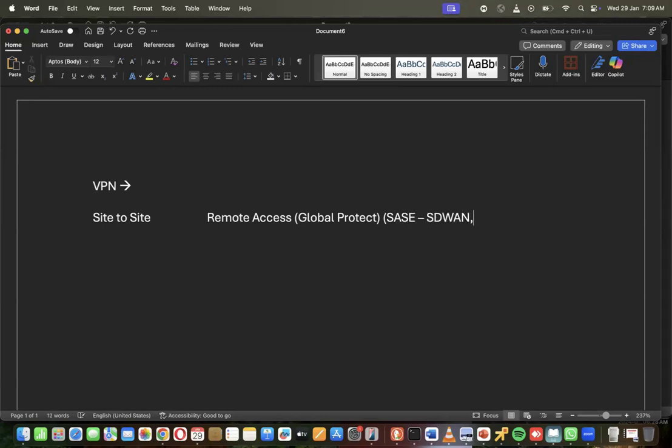The combination of SD-WAN and remote access is called SASE, right? If you're going to be talking only about remote access, that is called Prisma Access in Palo Alto. If you would like to discuss something related to SD-WAN, there is something called Prisma SD-WAN. If you combine both of these two things together, the solution is called SASE: Secure Access, Secure Edge.